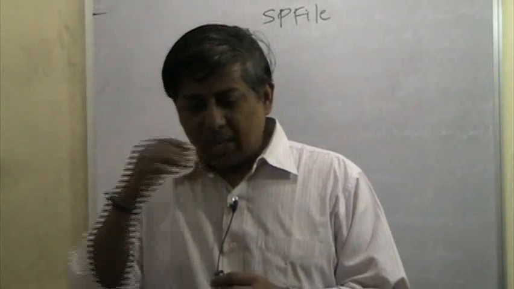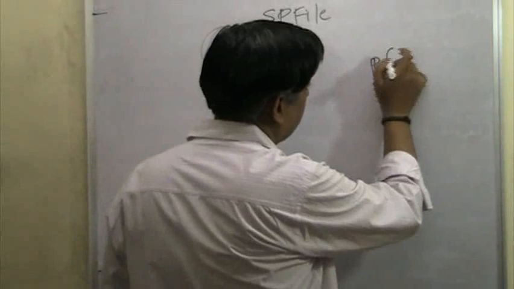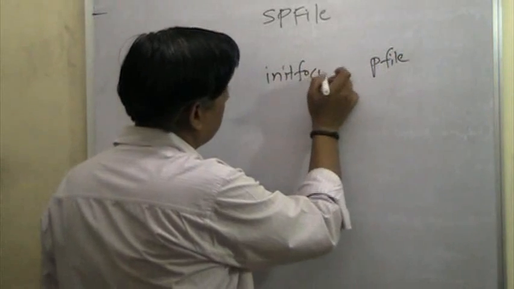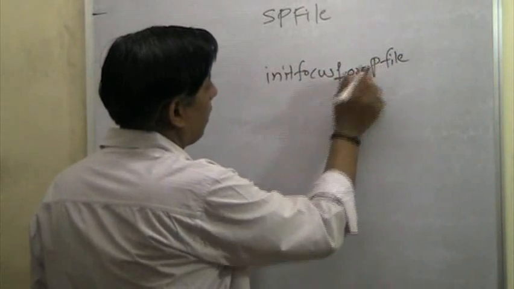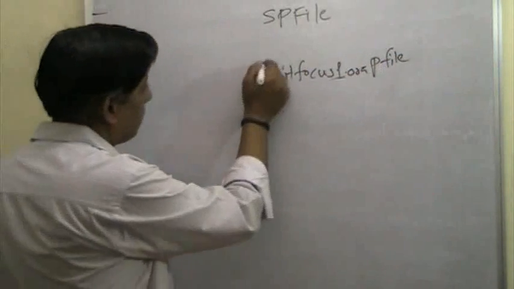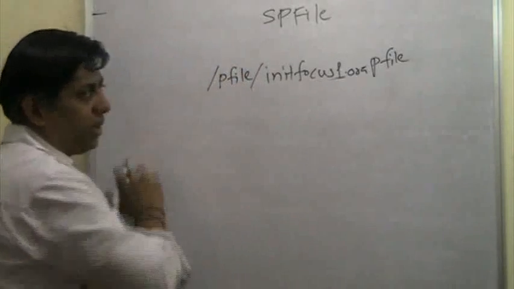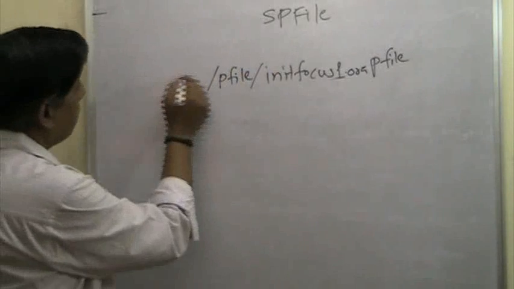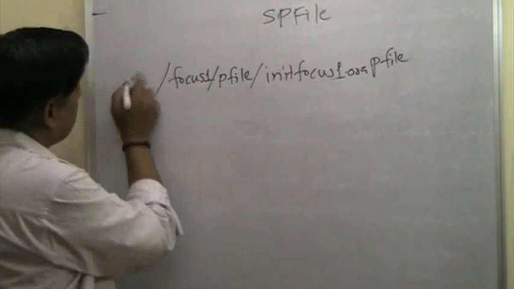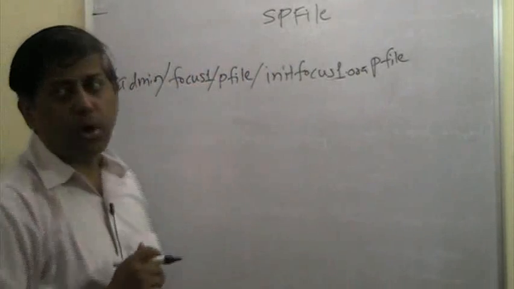Okay, so now this file is called a P file. P stands for parameter. Which file? init focus1.ora. Where is the location of this file? The location of this file is in the P file directory according to the OFA. And this P file is under admin, under the name of the database, which is focus1, and that is under admin. And this whole thing is under what is called Oracle base.